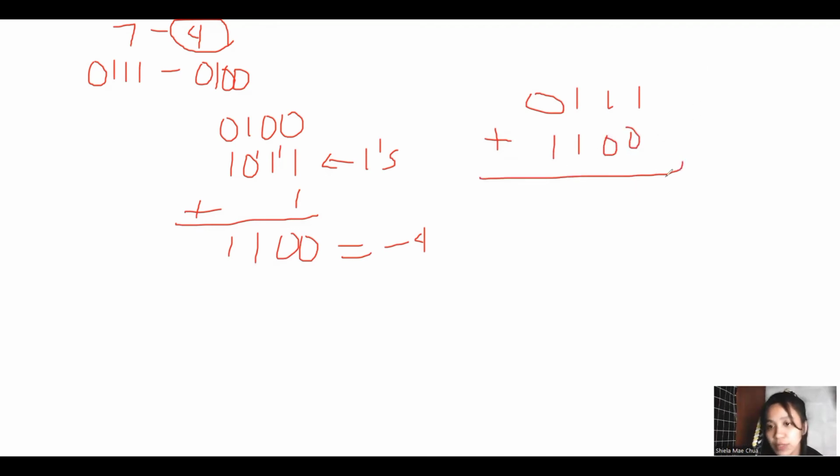So our answer will become 1 plus 0 is 1. 1 plus 0 is 1. 1 plus 1 is 1, 0. And 1 plus 0 plus 1 is 1, 0.